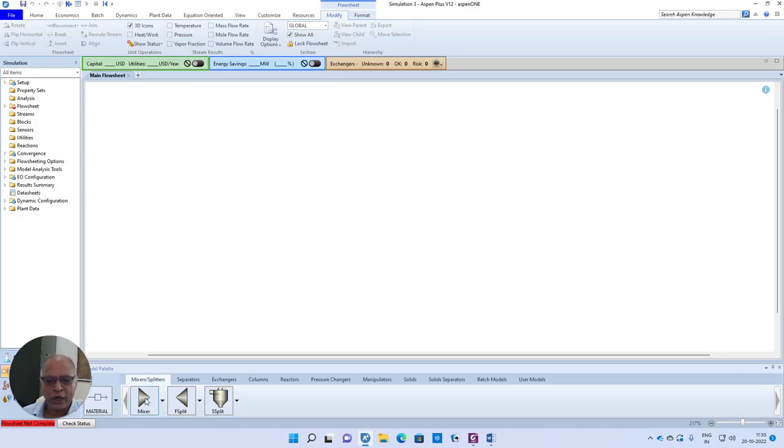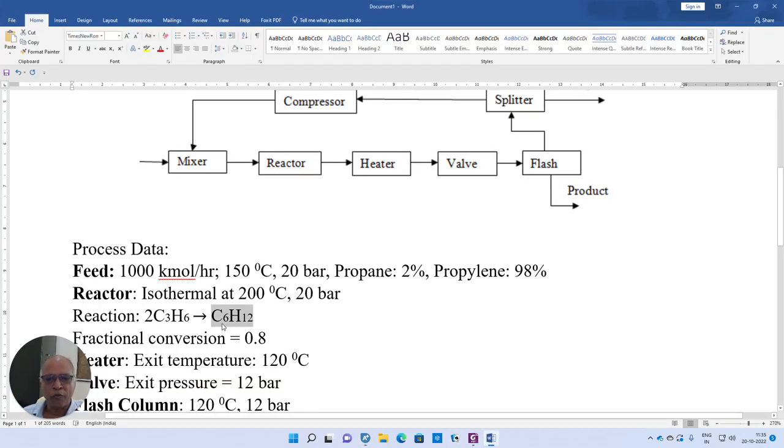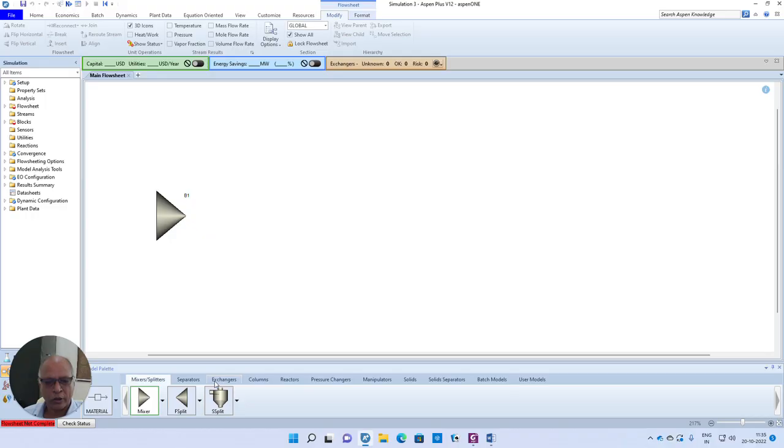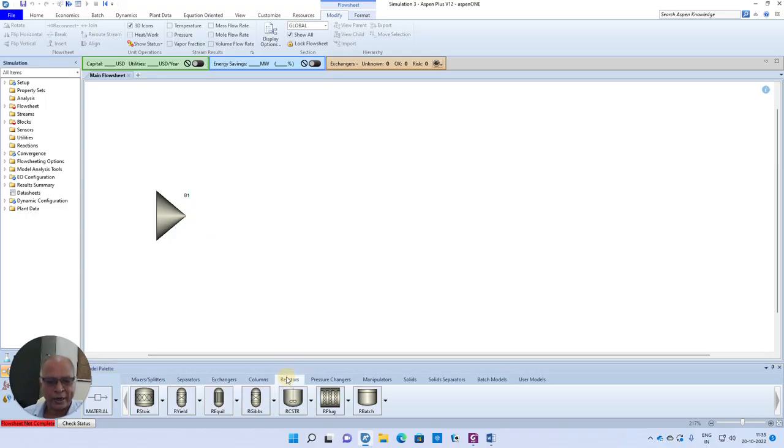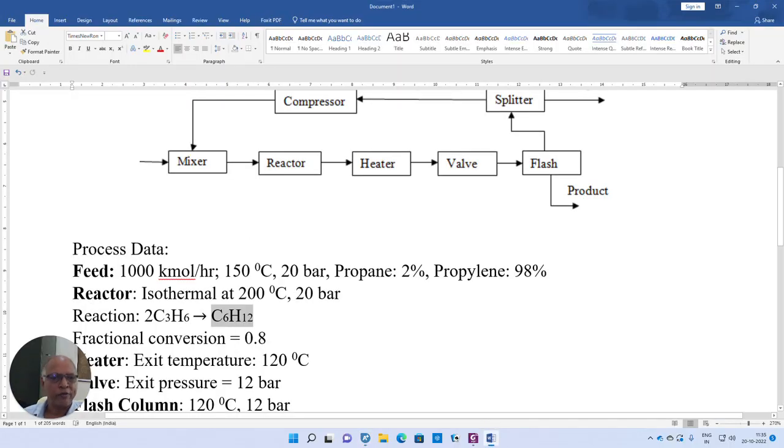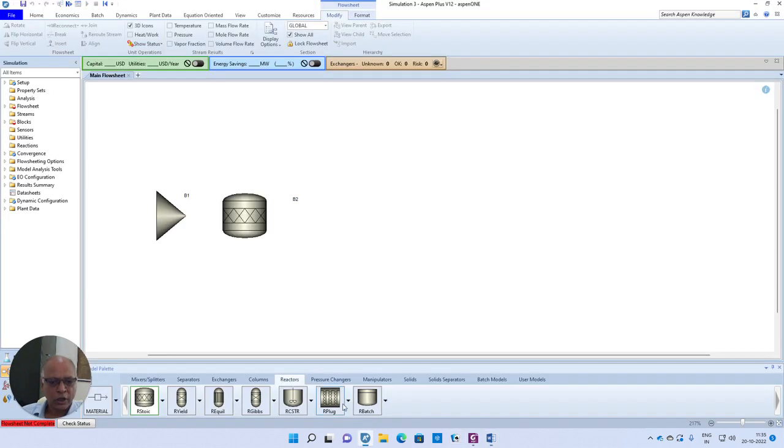statement. So initially we have a mixer. The combined feed is going to enter into your reactor. Remember, we don't know the kinetics of this chemical reaction. We know the conversion. So the only option for us is to make use of a stoichiometric reactor, mass and energy balances, then followed by you have a heater, followed by flash column. So let me add these blocks.